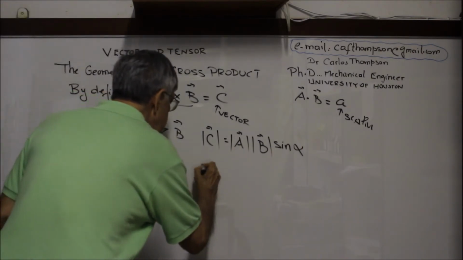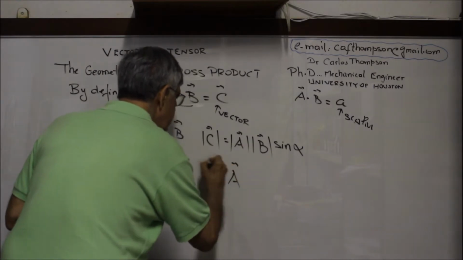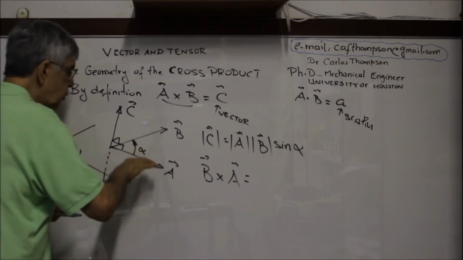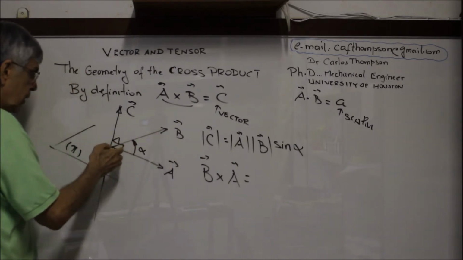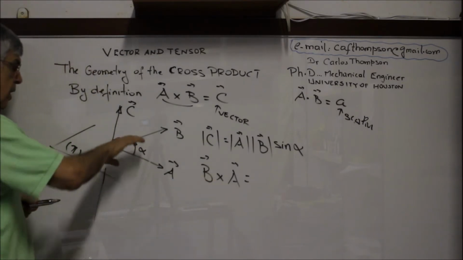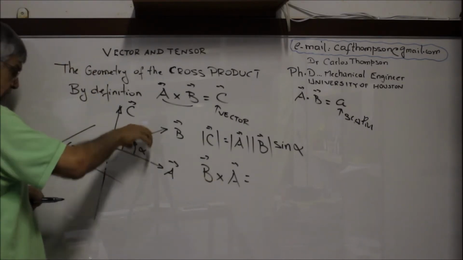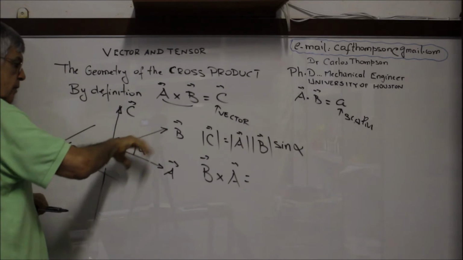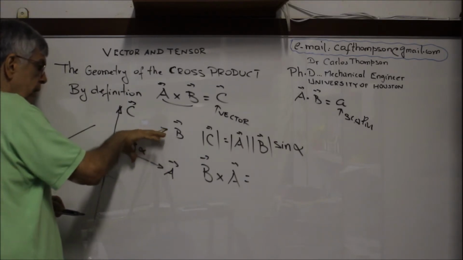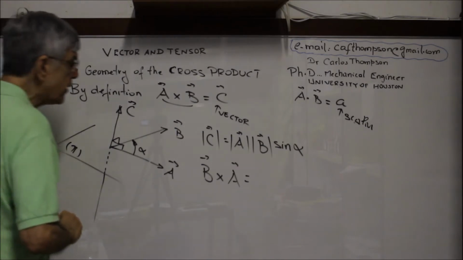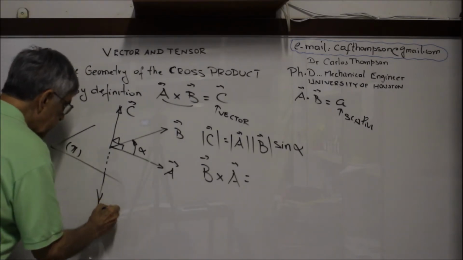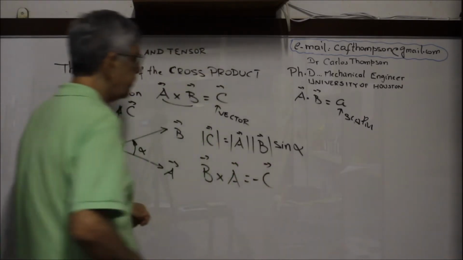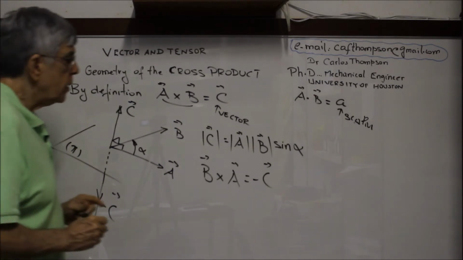Obviously, B cross A, the direction will be the opposite. Why? Because of the right hand rule: you rotate B to A, and the direction will be this. This will be minus C. So B cross A will be minus C. That's important.